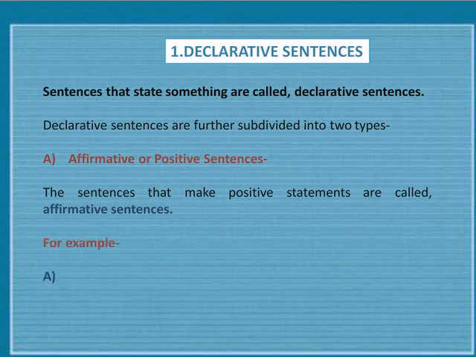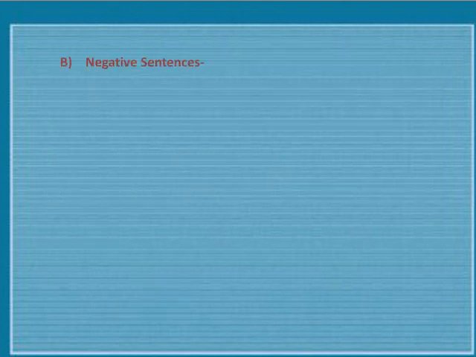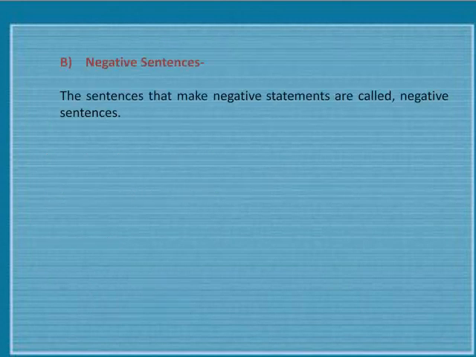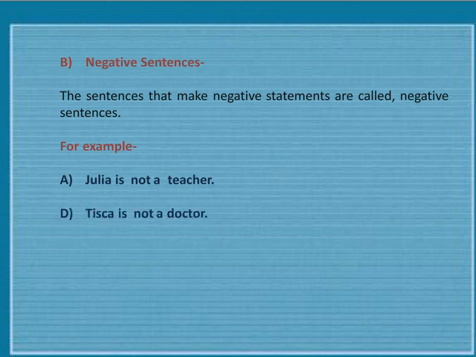For example, Jane is a teacher. John is a doctor. Joseph is a pilot. Negative sentences: the sentences that make negative statements are called negative sentences. For example, Julia is not a teacher. Tiska is not a doctor. Justin is not a pilot.